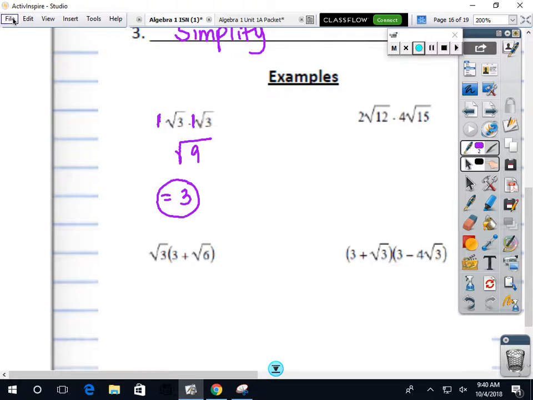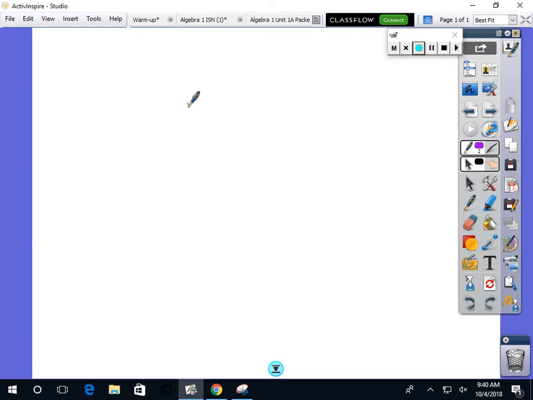Okay, now let's stop for a second and talk about a little side lesson. The reason that the square root of 3 times the square root of 3 just equals 3 is what I'm about to show you. It's the same thing for the square root of 4 times the square root of 4, which will just equal 4. And now let's talk about why.